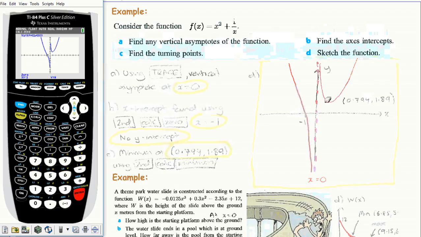So is it a minimum or a maximum? Just think, yes, you're right, it's a minimum. So let's go second calc, select minimum, the third one. Again, we've got an arrow left and right, so we've got to just click to the left, press enter, go to the right, press enter, and let's do that now.